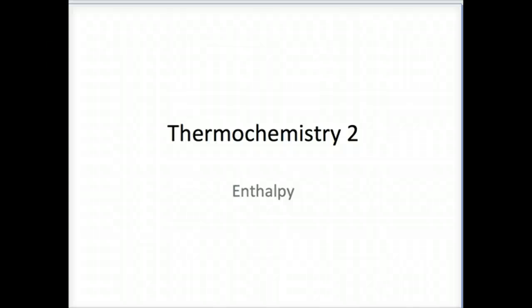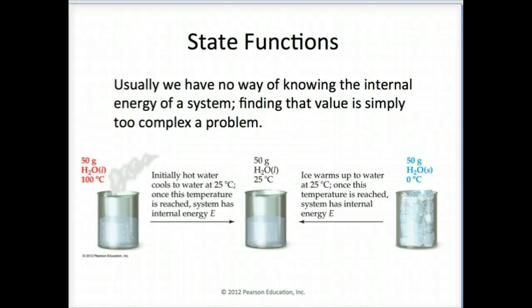In Thermochemistry 2, we're looking at enthalpy. Before we can look at enthalpy, we need to review a few things about internal energy. Now, you should remember from the previous section that internal energy was the total potential and kinetic energy. However, now we get to discuss the fact that we have no way of knowing this.